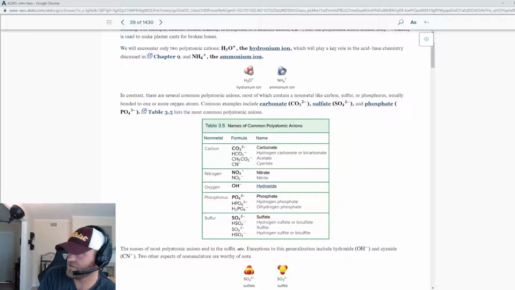I would imagine you'd see a few more, but I'm not sure. So definitely phosphate, hydroxide is a very common one. Sulfate's a common one. Carbonate, acetate, are all very common ones. So nitrate is a common one.